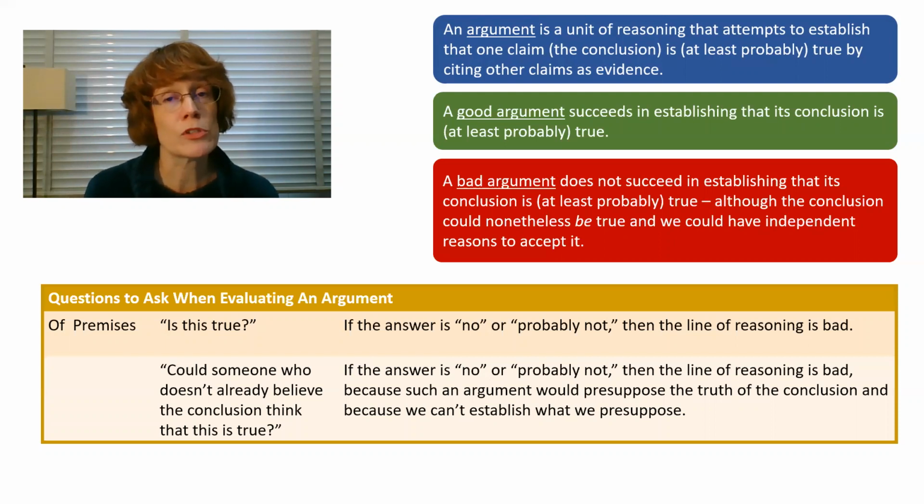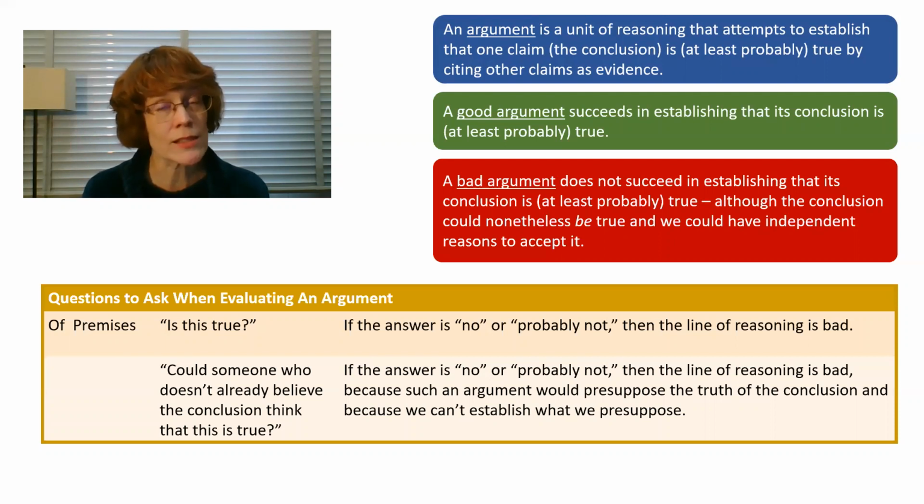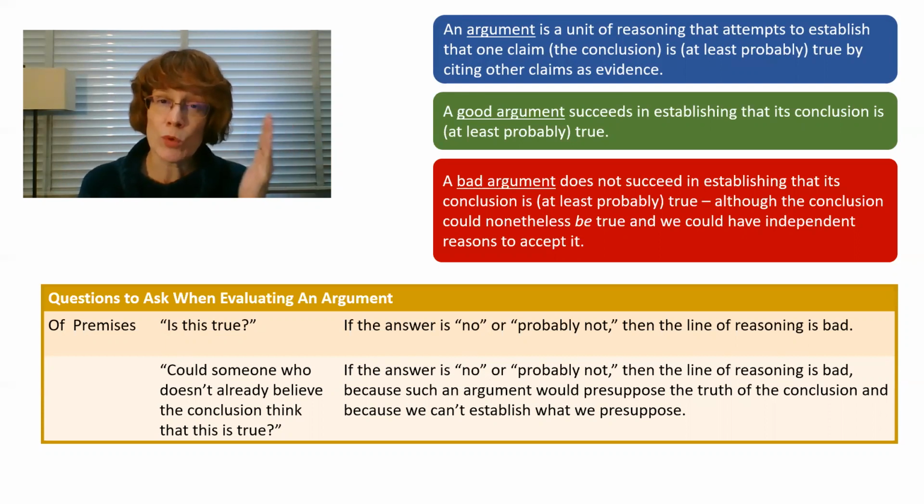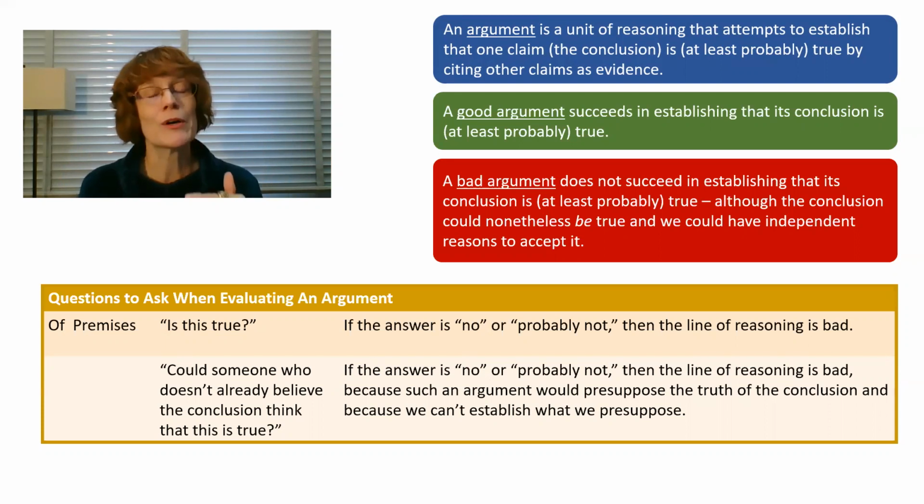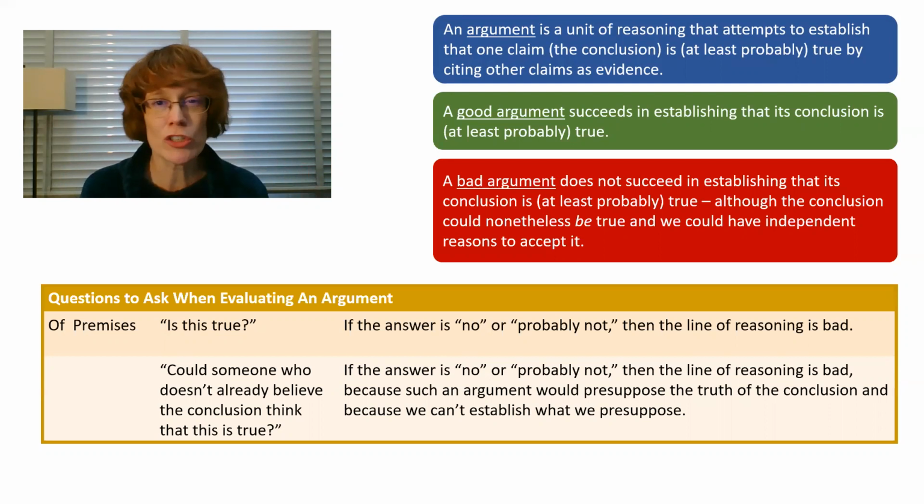If we think that the premise is true, we should go on to ask a second question. Could someone who doesn't already believe the conclusion think that the premise is true? Because if our answer to that question is no, then that premise assumes the truth of the conclusion, and basically, rule of thumb, we cannot establish what we presuppose. Because an argument is trying to establish the truth of the conclusion, it shouldn't presuppose the truth of the conclusion. And that's where we ended last time.